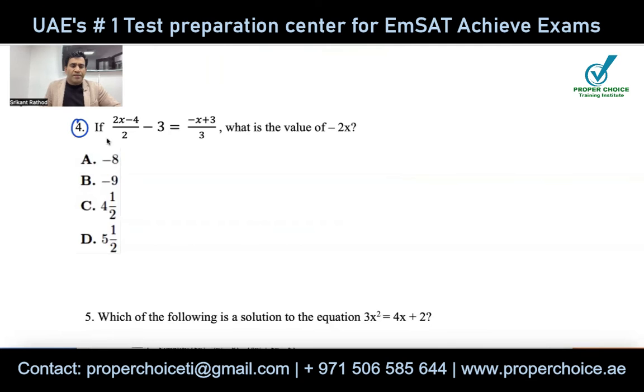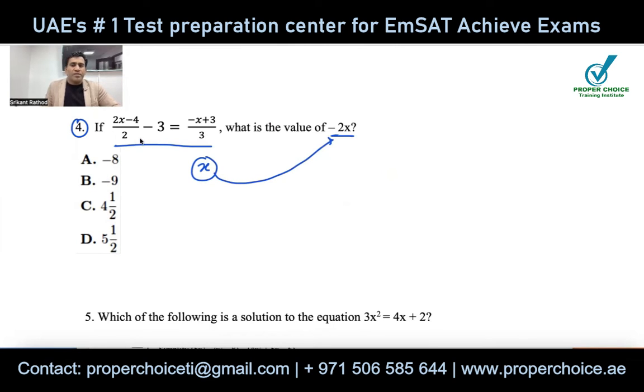Question number 4 here is: if (2x minus 4) by 2 minus 3 is equal to (negative x plus 3) by 3, what is the value of negative 2x? This is a pure polynomial equation to find x. Solve for x, find x, what is the value of x, or what is the value of minus 2x plus 3x, anything they ask you. This is how the question will be asked. Now, from this equation I should get the value of x, and I have to multiply that value of x by negative 2 to get the answer you are looking for, right?